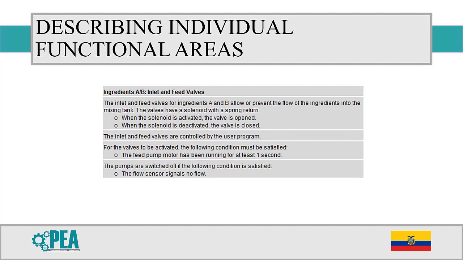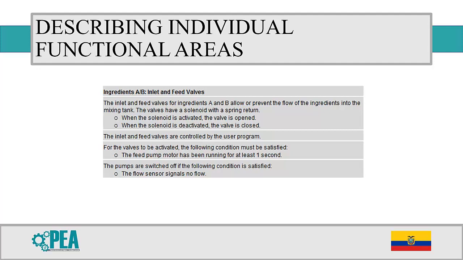Now I'm going to explain about the ingredients A and B inlet and feed valves. The feed valves for ingredient A and B allow or prevent the flow of the ingredients into the mixing tank. The valves have a solenoid with a spring return. So basically, to open the valve, you have to use a physical output to turn on the solenoid. And if you want to close the valve, you just set this physical output to 0 so that the spring will close it.